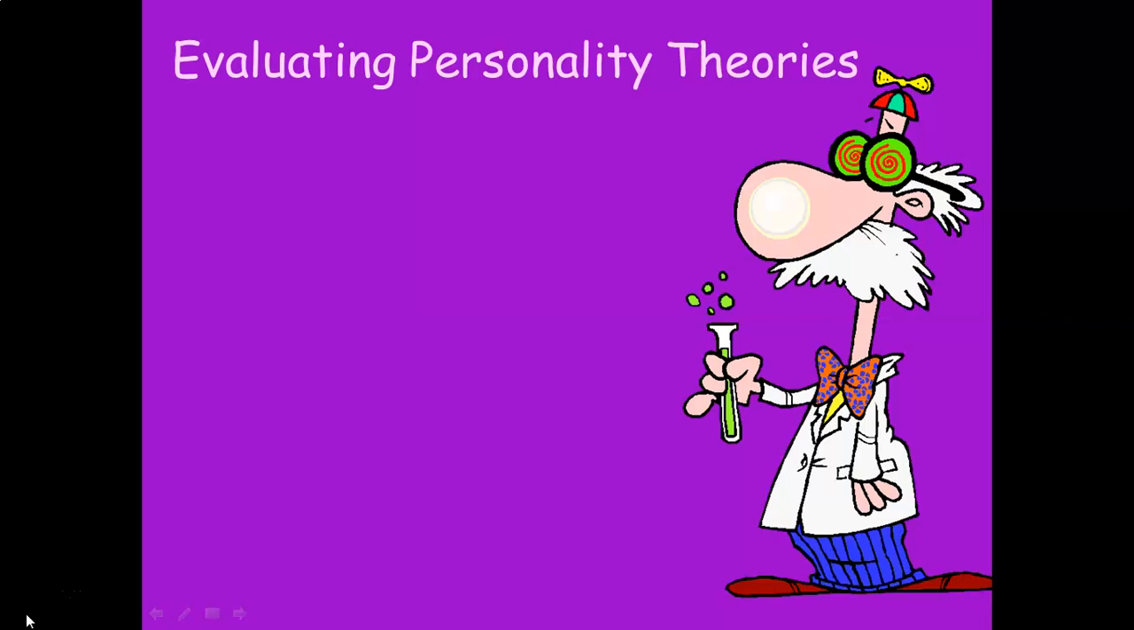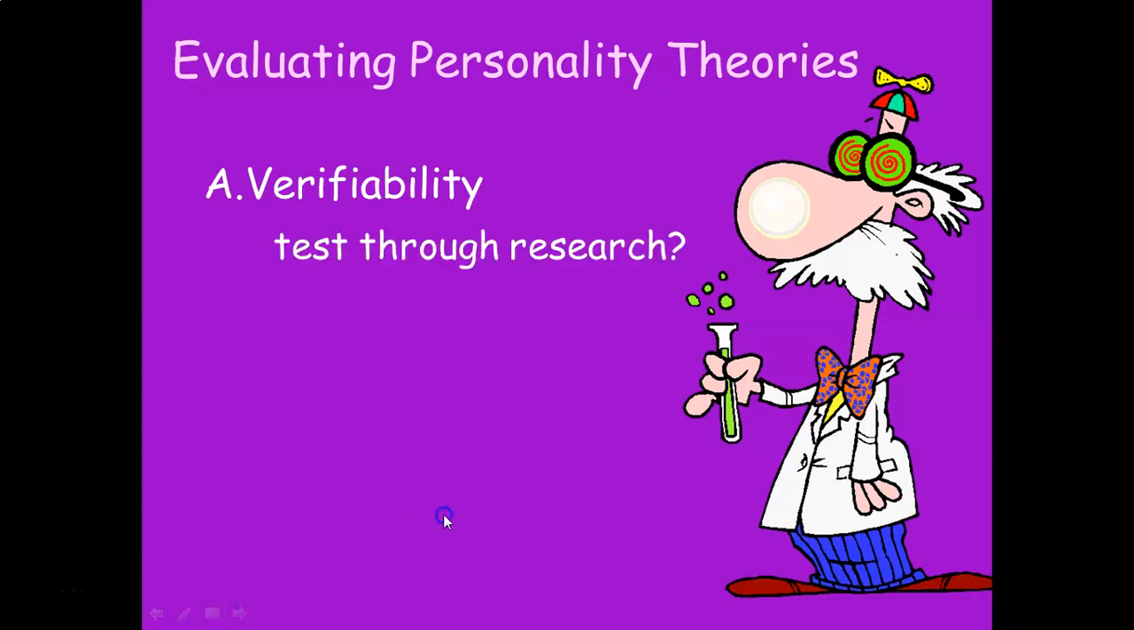So this will be kind of an overview that we'll be using for the rest of the semester to evaluate these. The first criteria that we use is called verifiability. And this very simply asks, can we verify the theory through research? Can you do research on the theory and can you verify and find support for the theory? Can we test it through research?